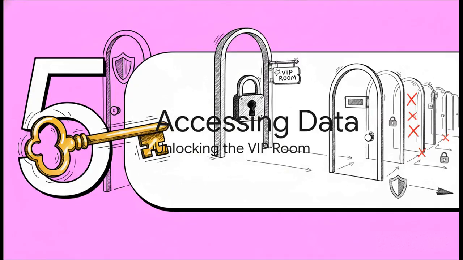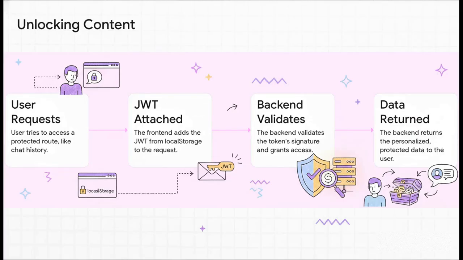And now for the payoff. We've done all this work just to get a key, so let's actually see what doors it can unlock. We're going to try to get into the VIP room, the protected parts of the application that are totally off limits to just anyone. This is where that token becomes a real workhorse.